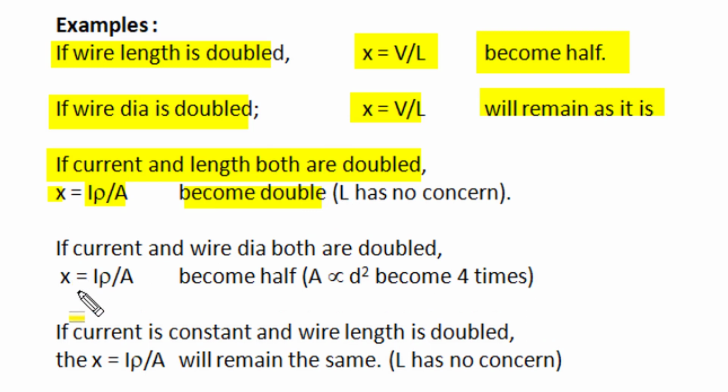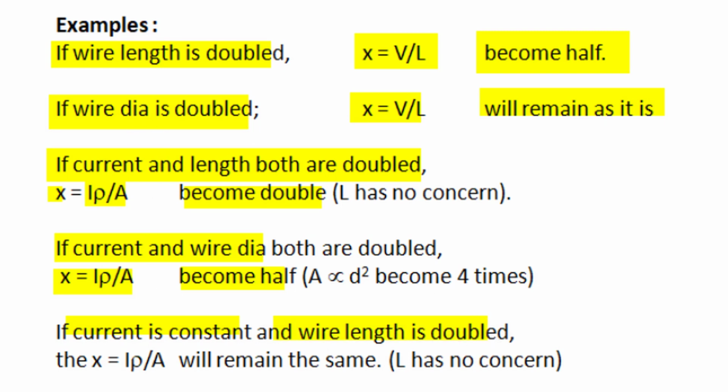In the next example, both current and wire diameter are doubled. Since current information is given, we have to use the potential gradient relation as I rho by A. Double diameter will increase our area to 4 times, so current is doubled, area is 4 times, so potential gradient becomes half.